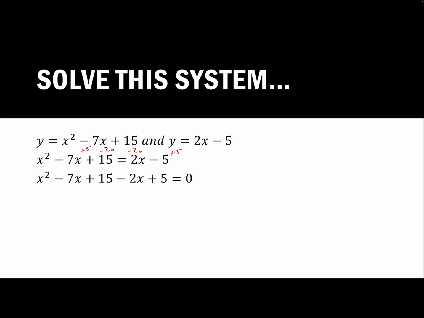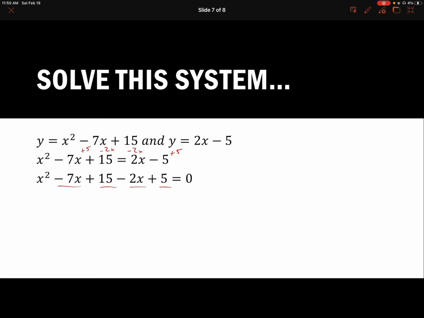All right, so now we can collect any like terms we have. So these are like terms, and these are like terms. So negative 7x minus 2x is negative 9x, and 15 plus 5 is 20. So we now have this nice, good looking quadratic right here. So we can solve this any way we wish to choose.